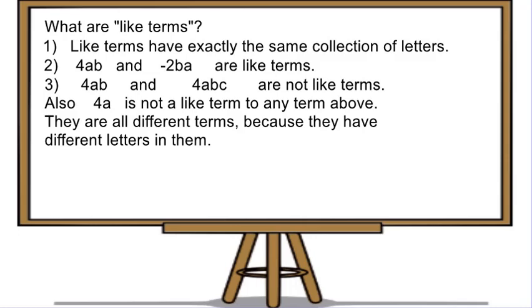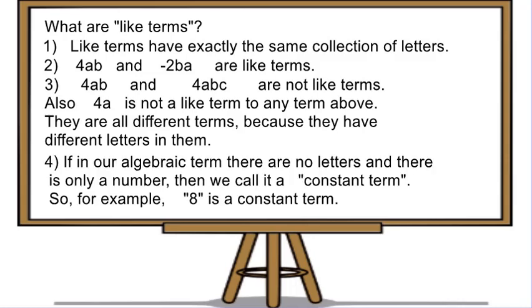Third, if the letters in two terms are different, they are not like terms. So, 4ab is not a like term to 4abc or to 4a. The letters need to be the same in each term. Fourth, if there is no letter in our term, we call this term a constant. So the number on its own is called in algebra a constant.